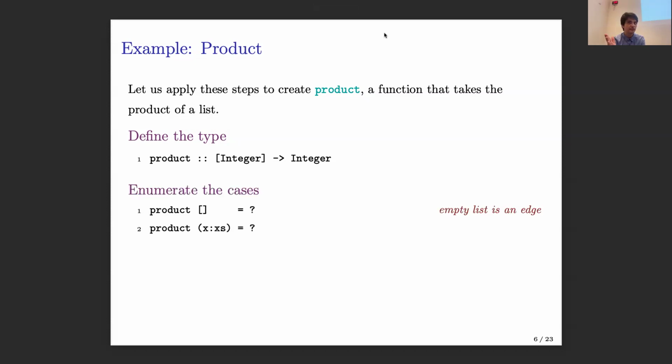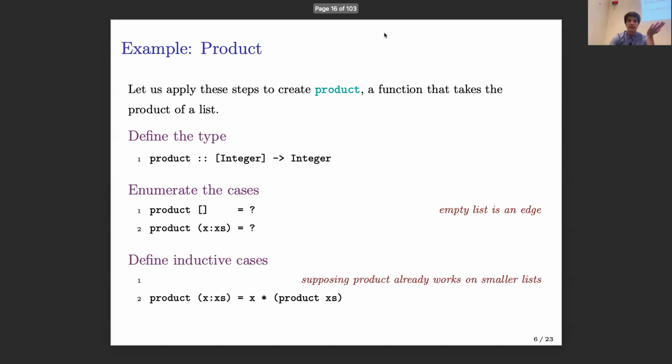Okay, empty list. And then I can't think of any other degenerate cases in this case, so I believe that this probably breaks down into two cases. The input is empty. The input is not empty. Okay, so that's step one. I have my type. I've delineated the edges. Let's now just define the inductive case.